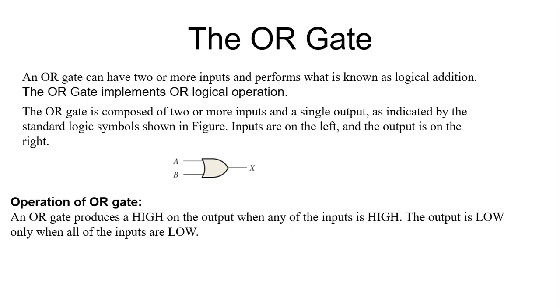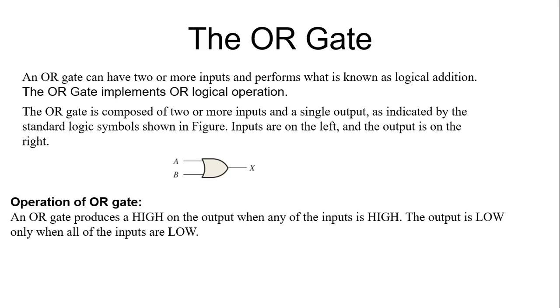An OR gate, the next gate is the OR gate. An OR gate can have two or more inputs and perform what is known as a logical addition. Keep in mind, in digital design we have two types of addition. One is logical addition or Boolean addition, and the other is binary addition.